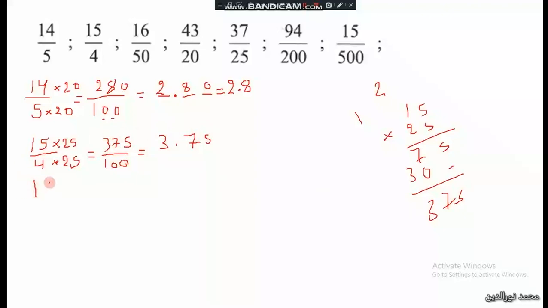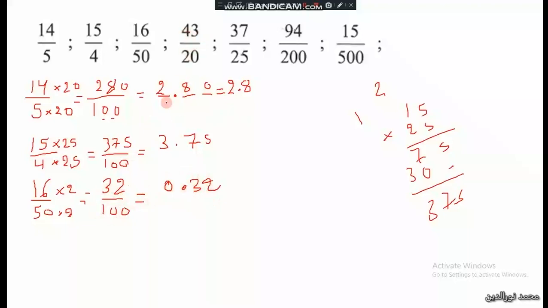Then we have 16 over 50. So for 50 to become 100, we multiply by 2, and we do the same for the upper side. 16 times 2 is 32 over 100. Two decimal digits is 0.32. We have 2 and 3 as the decimal digits.